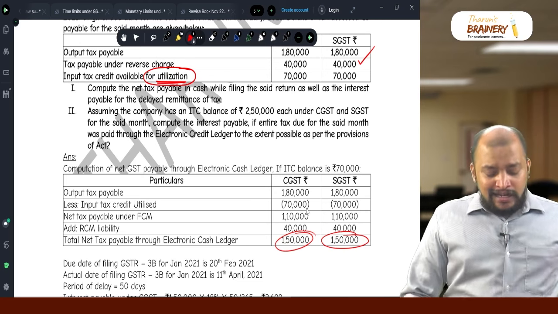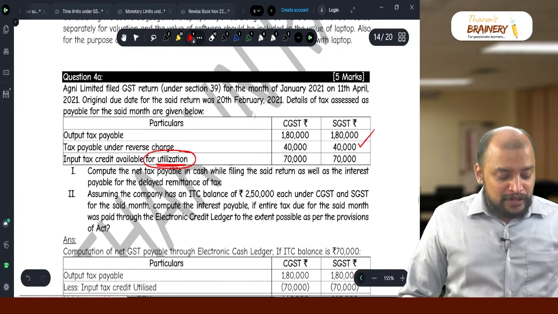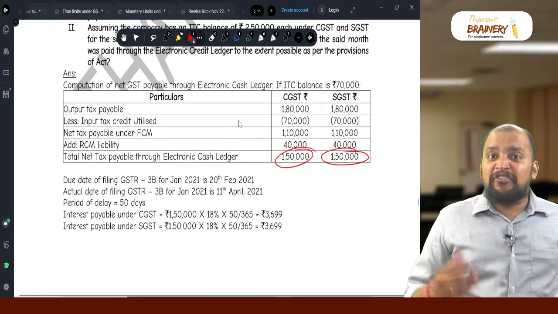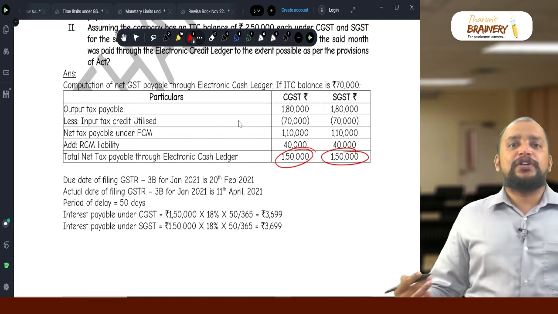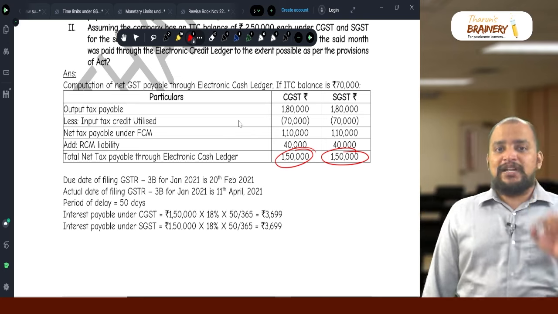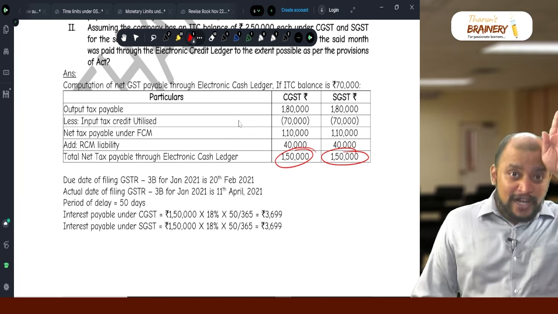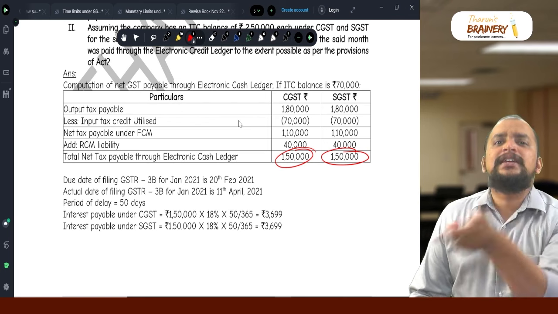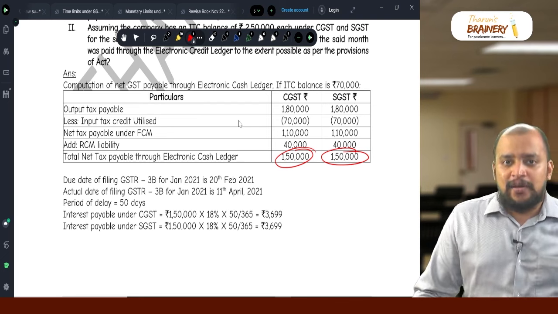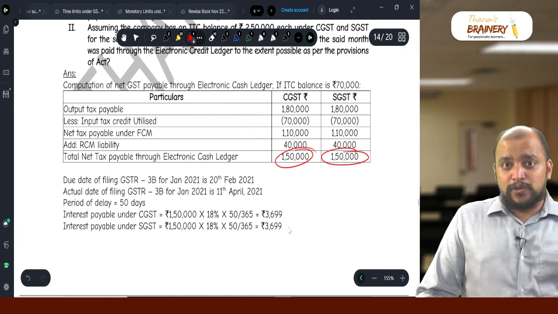Then there is a delay in payment. They should pay by 20th February, but they paid on 11th April, so there is a delay of 50 days, from the first day after the due date till the date of payment. Interest is payable on the net liability. I discussed this interest computation and this concept in the marathon as well. So 1,50,000 into 18%. This is one answer.